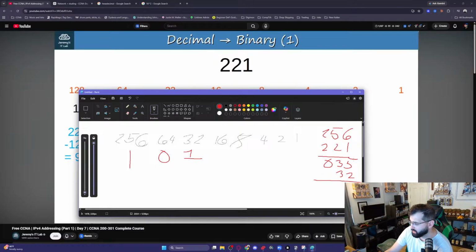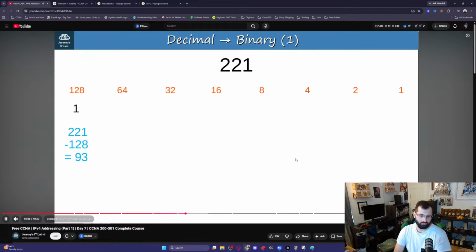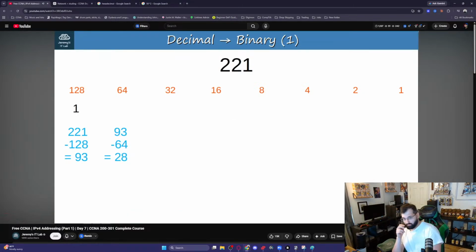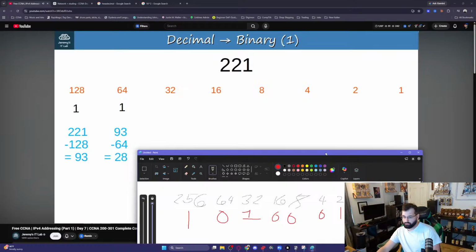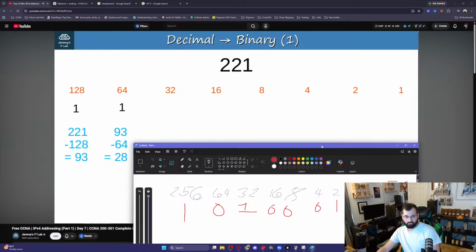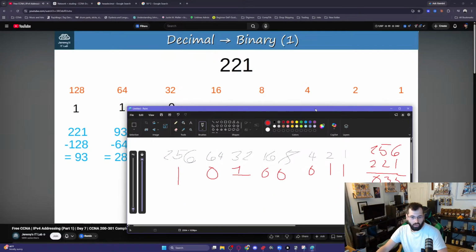But anyway, this would be 3. So then we're looking at here, 0, 0, 0. Okay, 4 from 93? Yes, we can, and we're left with 28. So write a 1 under 64. Next, can we subtract 32 from 28? Well, we can, but we'd end up with a negative number. So for our purposes, no, we can't. So write a 0 under 32.